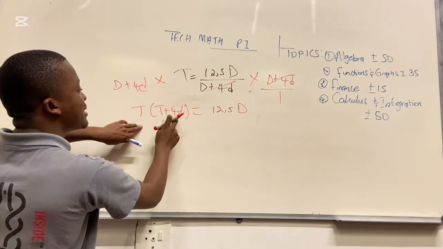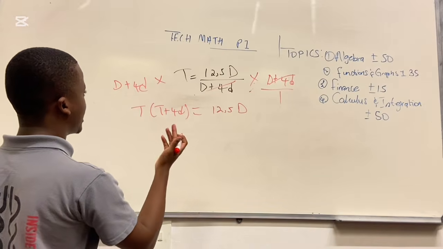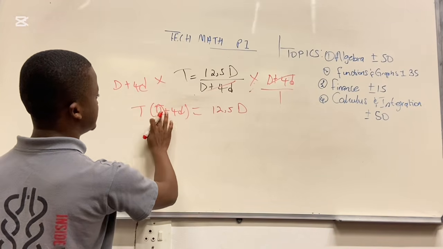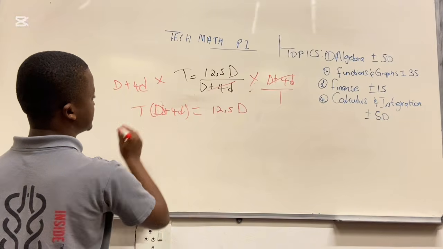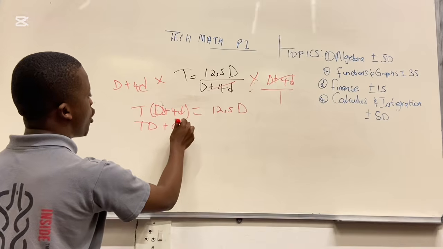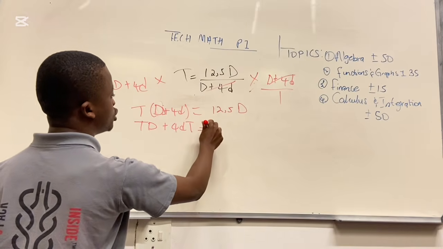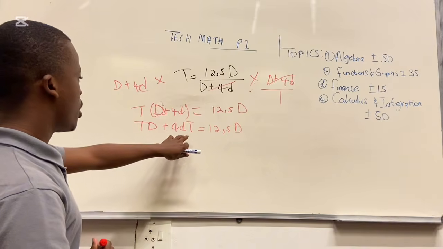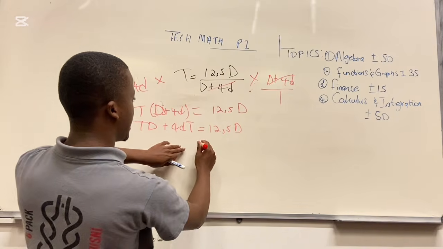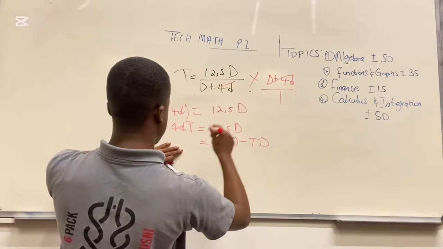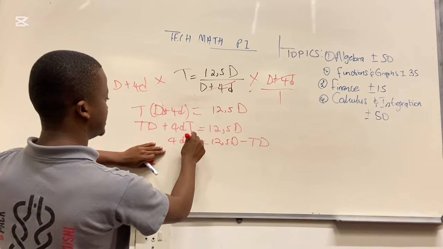Now they want us to make this the subject of the formula. Okay, now what is this? This is D, this is d, sorry, this is d. So we have TD plus 4d, T is equal to 12,5D. What do we do here? Alright, we have 12,5D minus TD. We are left with 4dT.